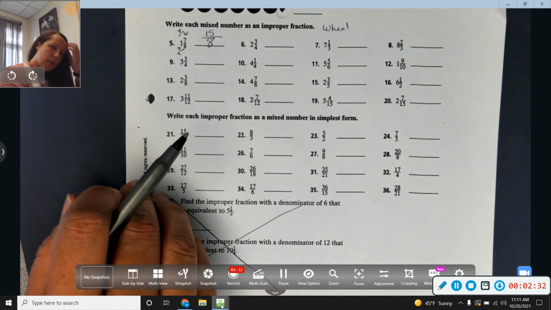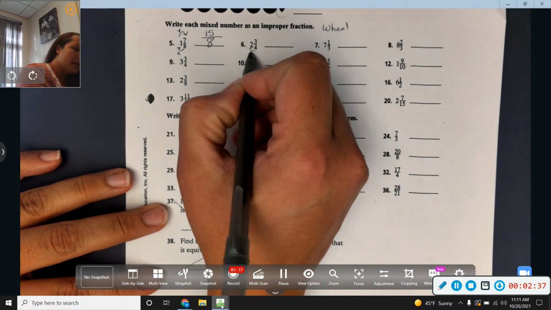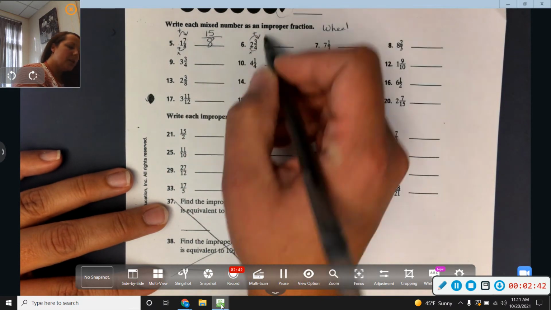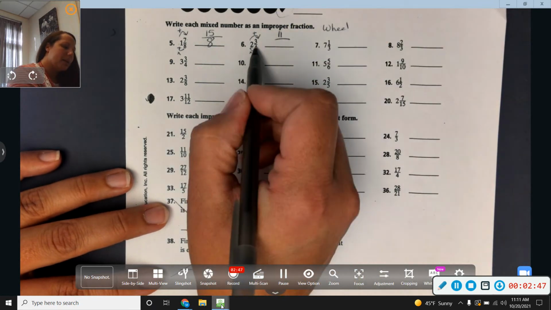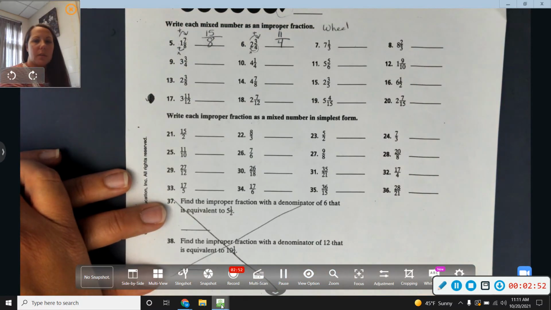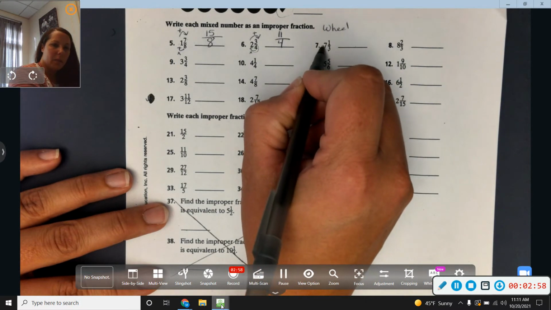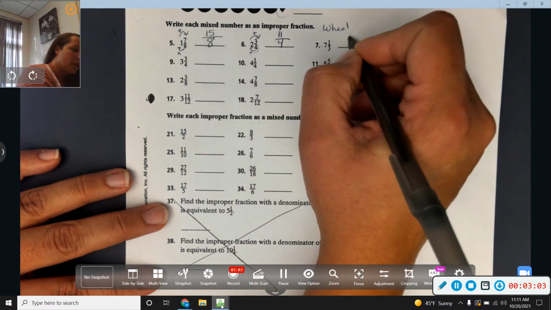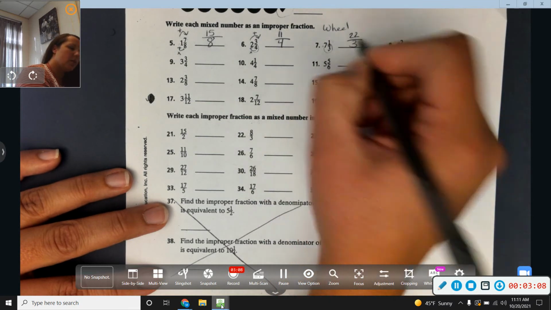Okay, so let's go across and do this one. We did 4 times 2, which is 8, plus 3, so 8, 9, 10, 11. So we have 11, and then my denominator doesn't change. It's 11/4. Next, 3 times 7, which is 21, plus 1, which is 22, and my denominator is the same, so that's 22 over 3.